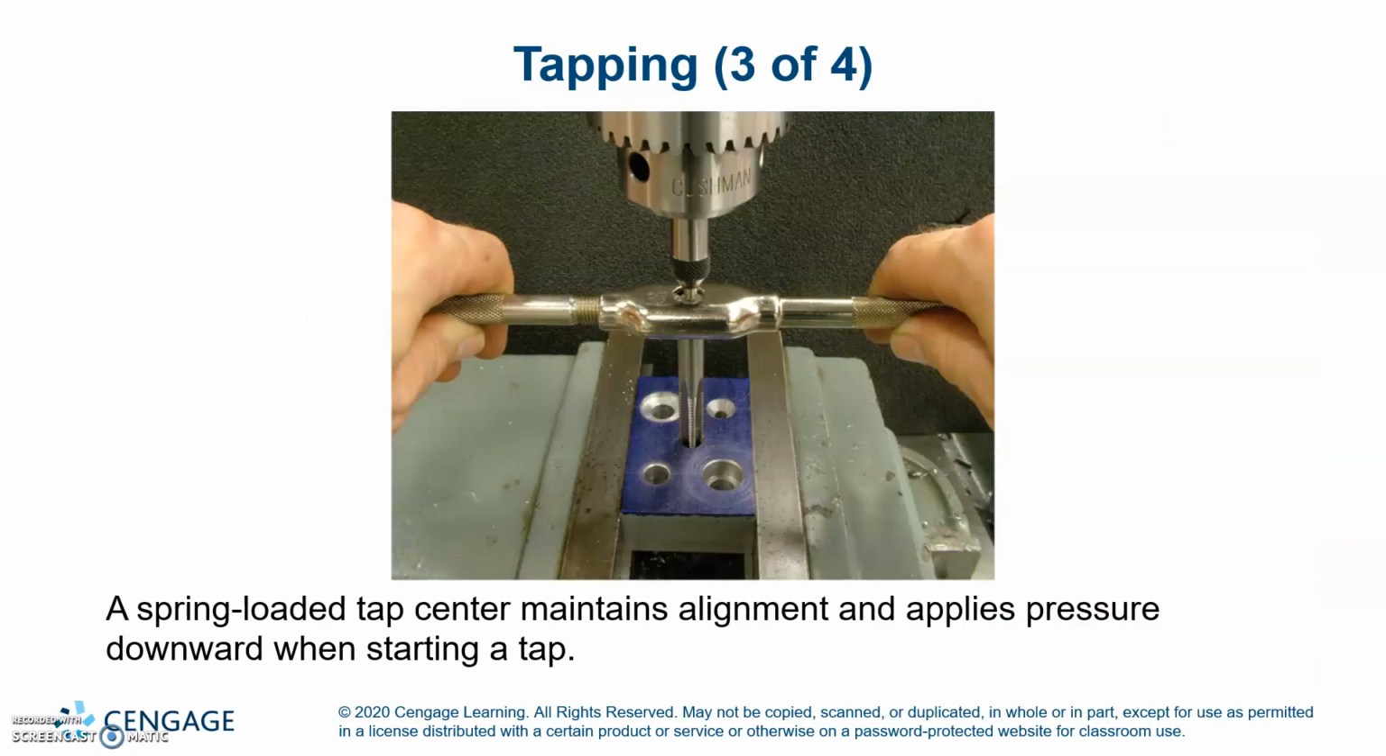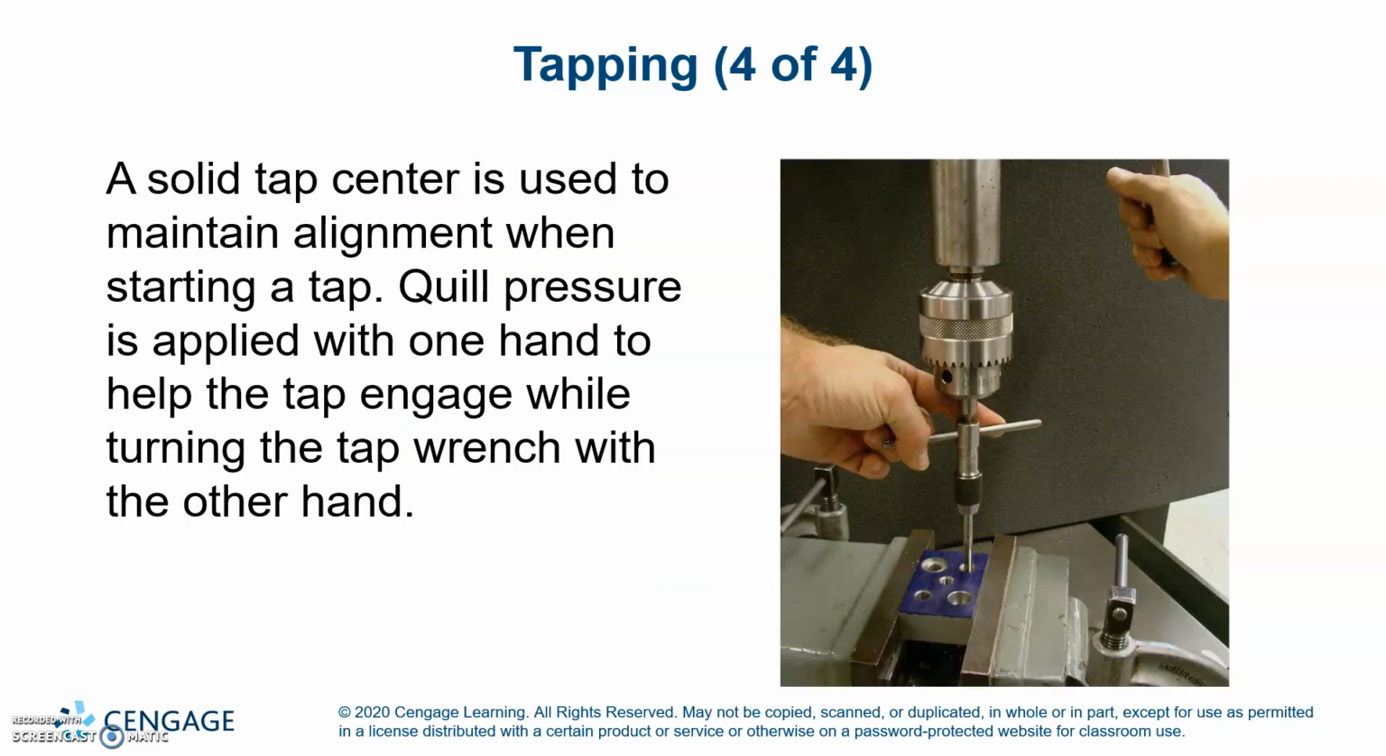A spring-loaded tap center maintains alignment and applies pressure downward when starting a tap. A solid tap center is used to maintain alignment. When starting a tap, quill pressure is applied with one hand to help the tap engage while turning the tap wrench with the other hand.